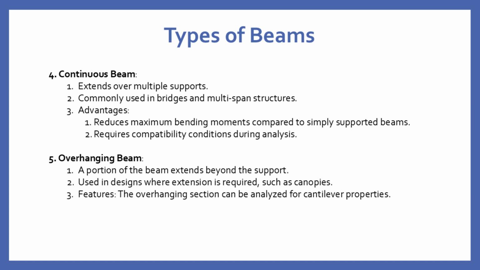Now, let's examine overhanging beams. Think of a diving board at a swimming pool. These beams have a portion that extends beyond their support points. They're commonly used in canopies and architectural features where we need that extra reach. The fascinating part about overhanging beams is that they combine properties of both simply supported beams and cantilevers. The overhanging portion acts like a cantilever, while the supported portion behaves like a simply supported beam. It's like having the best of both worlds in one structural element.